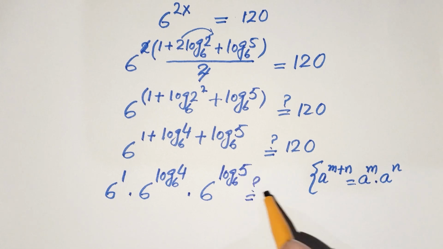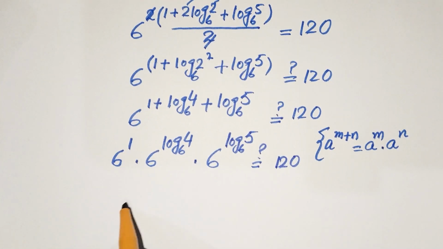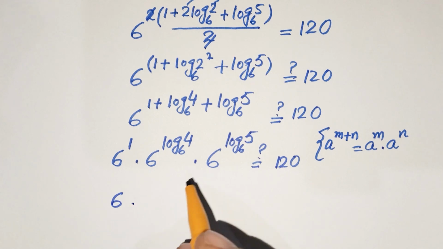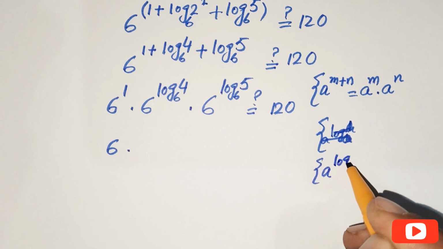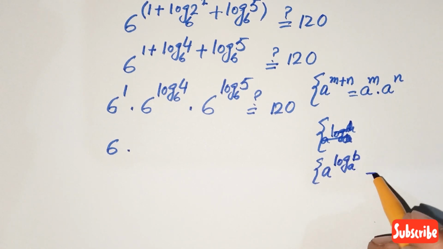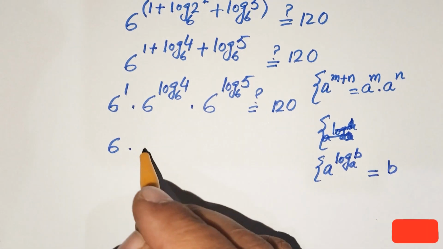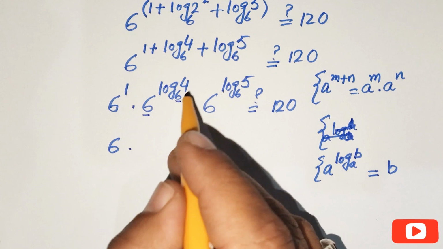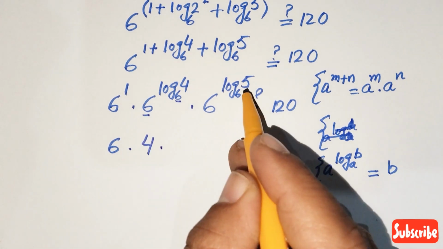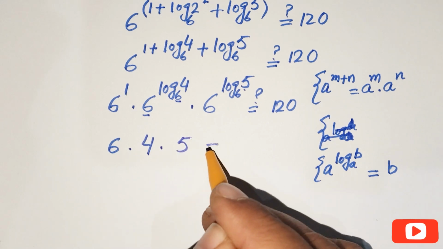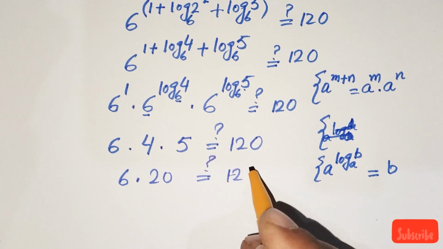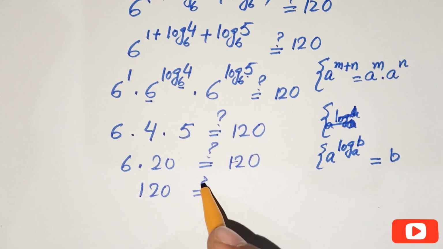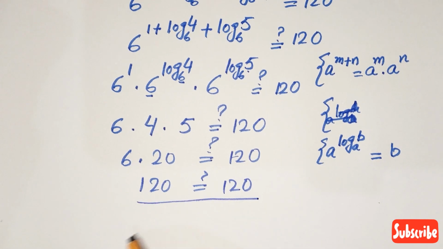So now 6 raised to the power 1 is equal to 6, and using the logarithm law that a raised to the power log b with base a is equal to b, since the 6 and 6 are the same, we get 6 times 4 times 5, which is equal to 120. So 6 times 20 is equal to 120, and 120 is equal to 120. So our left hand side is equal to the right hand side. Hence we have verified our result.